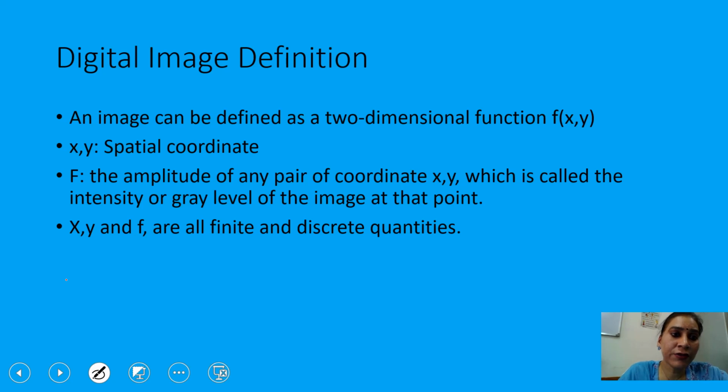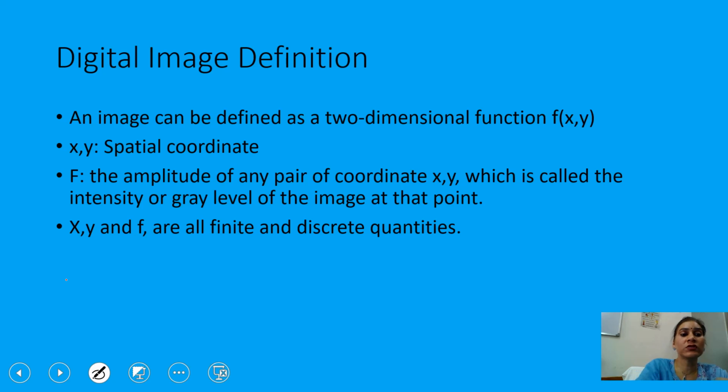Then we come to the definition of digital image processing. An image can be defined as a two-dimensional function f(x, y), where x and y are the spatial coordinates, and f is the amplitude at any pair of coordinates x, y, which is called the intensity or gray level of the image at that particular point. x, y and f are all finite values, and they are discrete quantities.